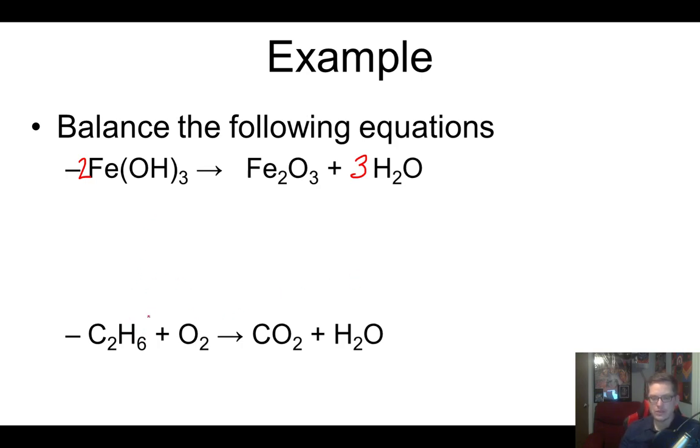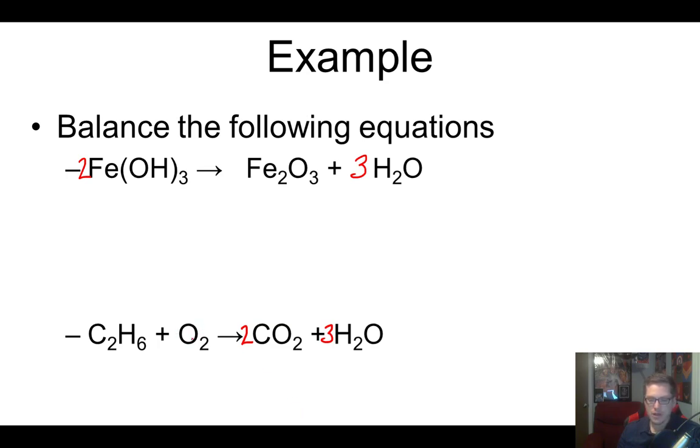Now this guy here, C2H6 plus O2 yields CO2 and H2O. We're going to balance this guy. Once again, we're just going to go left to right. All right, carbon. There's 2 carbons here, 1 carbon here, so we'll throw a 2 right there. Hydrogens, we got 6 hydrogens here, 2 hydrogens here, so we'll throw a 3 right there. All right, now let's look at oxygen. This is where these get a little trickier.